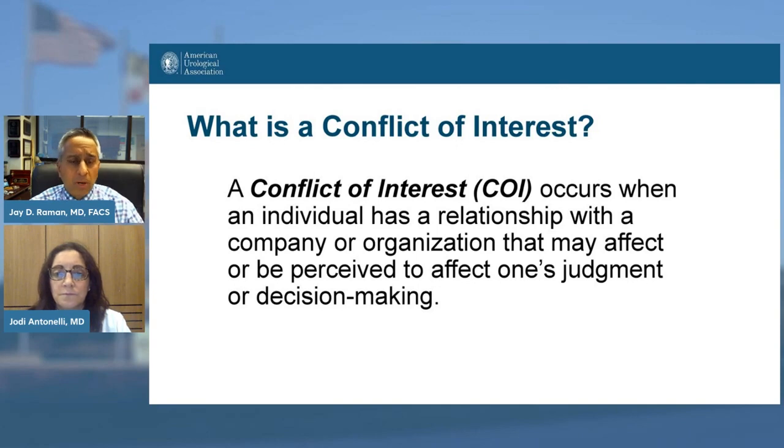So throughout this program, you're going to hear Dr. Antonelli and I talk about conflict of interest, or COI. And in accredited education, a conflict of interest occurs when an individual has a relationship with a company or an organization that may affect or may be perceived to affect one's judgment or decision-making. And to go into this in greater detail, I'm going to turn this over to Dr. Antonelli, who's going to talk to you a little bit more about specific details about the relationships that must be disclosed, how these relationships are reviewed, and then the steps that must be taken to mitigate any potential conflicts of interest.